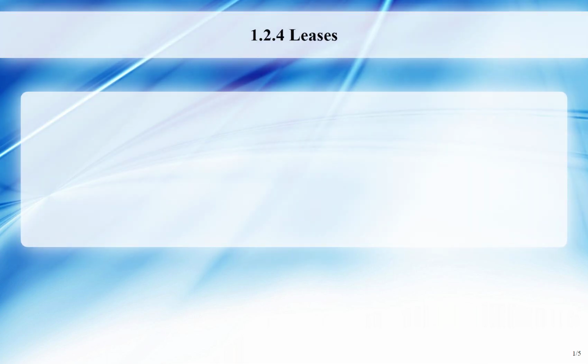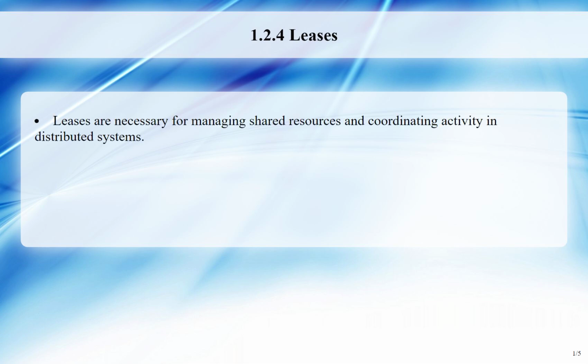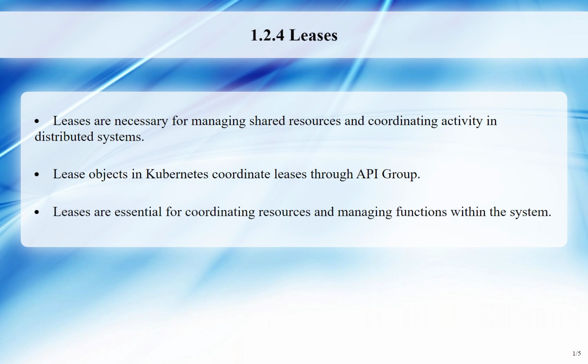Chapter 1.2.4 Leases. Leases are essential in distributed systems for locking shared resources and coordinating activity among members. In Kubernetes, the lease concept is implemented through lease objects in the coordination.k8s.io API group. These leases are crucial for system functions like node heartbeats and leader elections at the component level, ensuring proper coordination and resource management within the system.